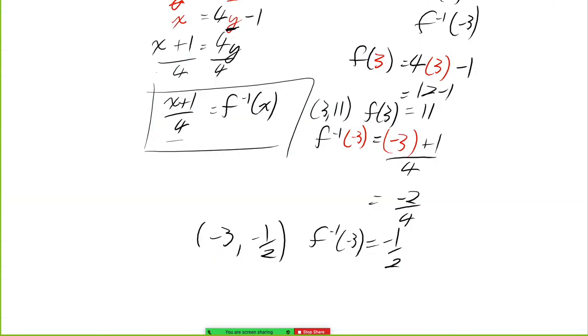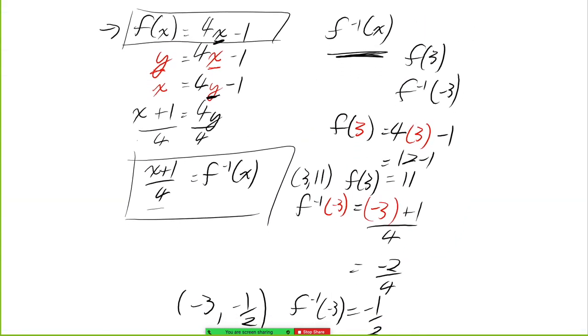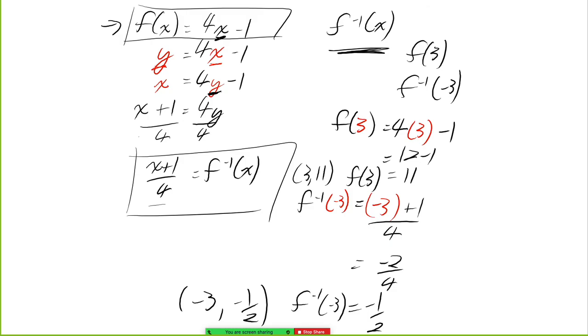We'll zoom out a little so we can see this a bit better. So that's working with function notation and the inverse function.